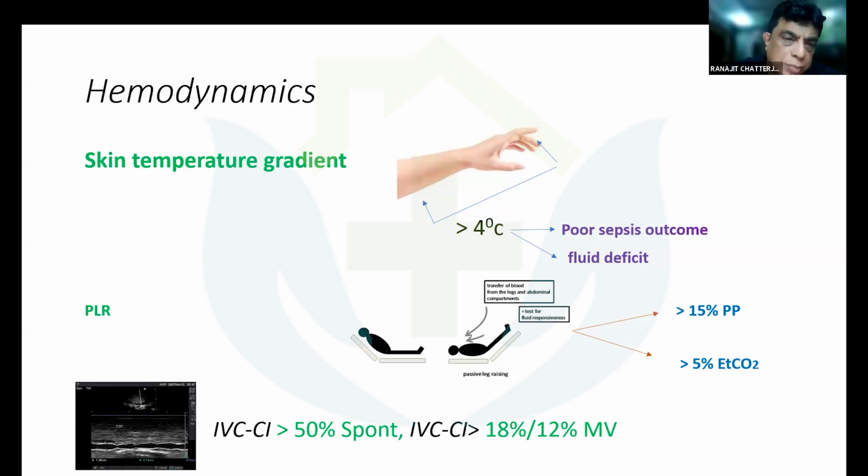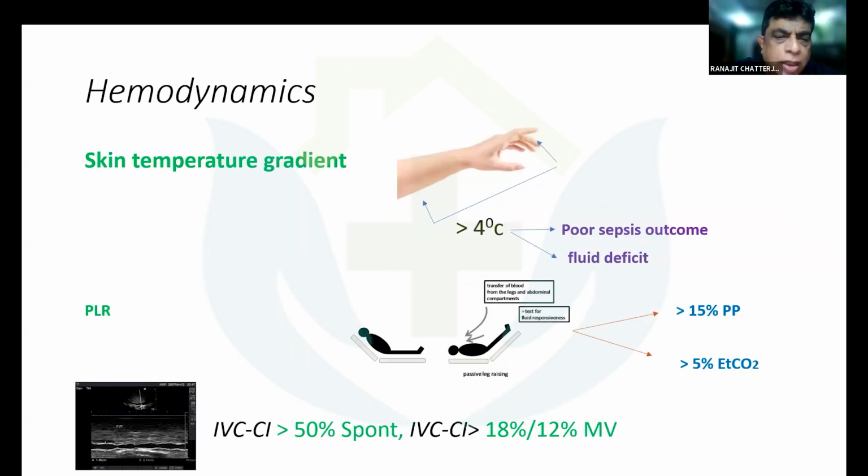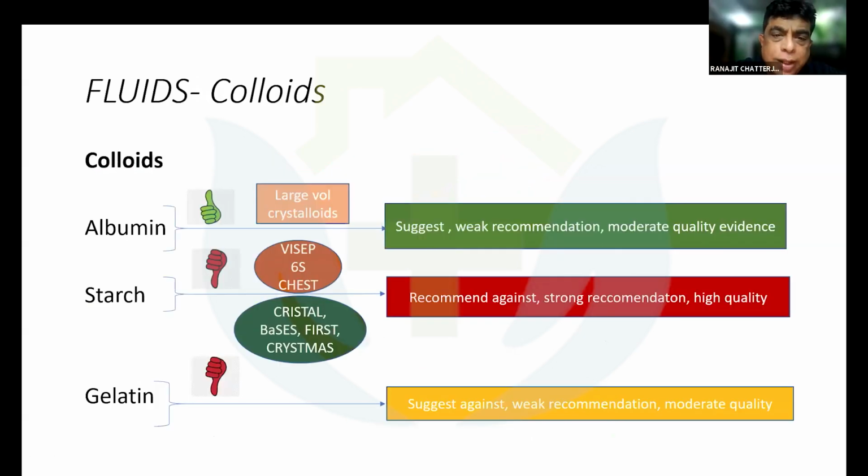Now, when to start vasopressors? Even after giving the fluid, do you go for colloids? Anyone in favor of colloids? Can you resuscitate the patient with colloids here? If large volume fluid resuscitation is given, then we can give albumin. Otherwise, large volume crystalloids, albumin, weak recommendation.